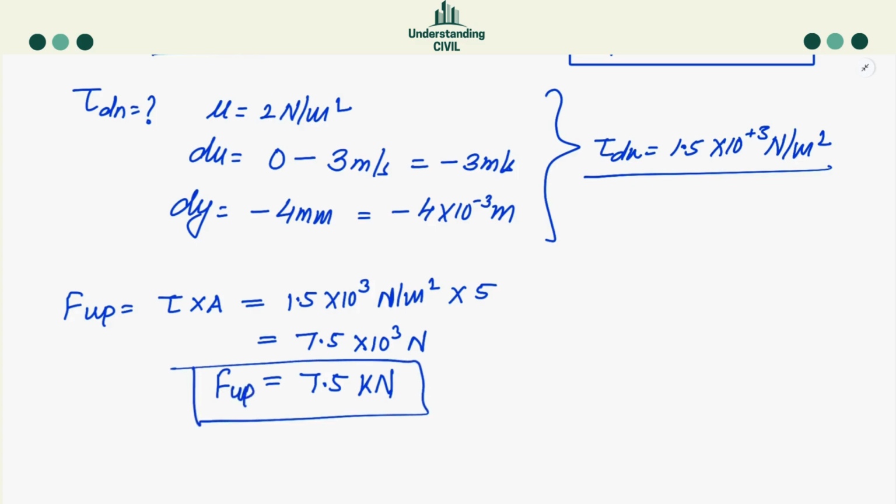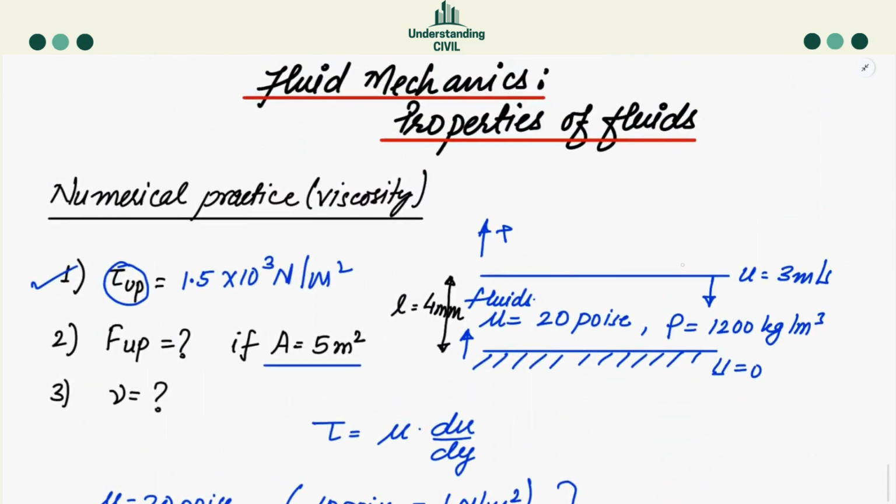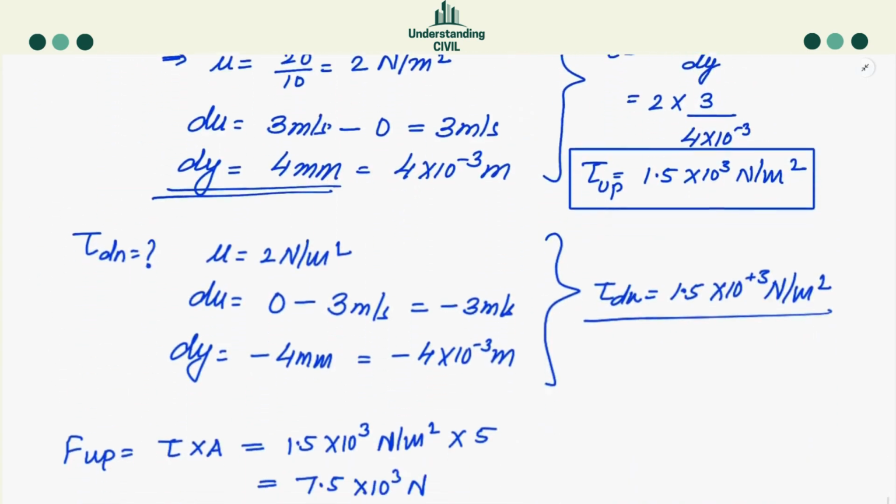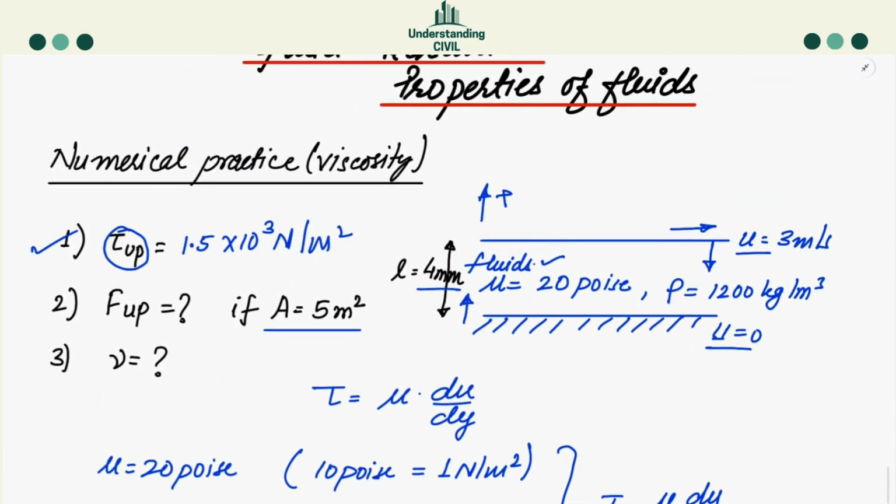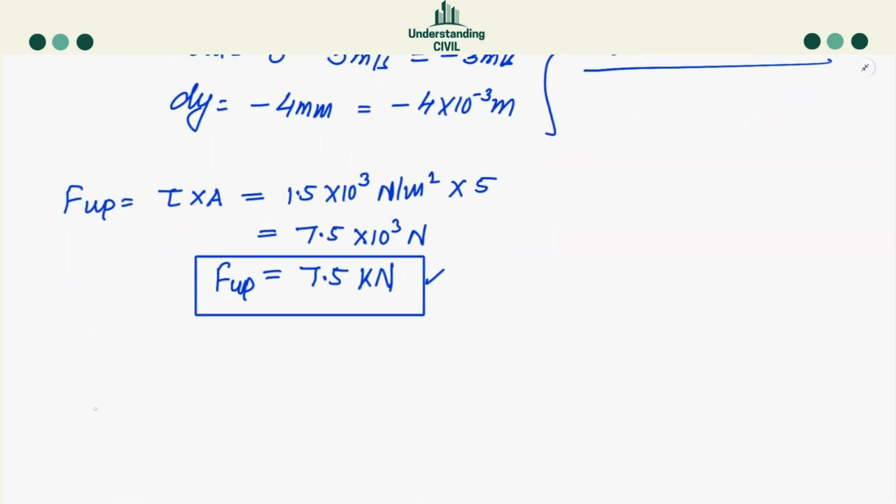So what would be the statement for this? It would state that the force required to move the upper plate at a velocity of 3 meter per second, when the lower plate is fixed at a distance of 4 mm and the fluid between the plates is 20 poise, is 7.5 kilonewton. Right? So this is 7.5 kilonewton.